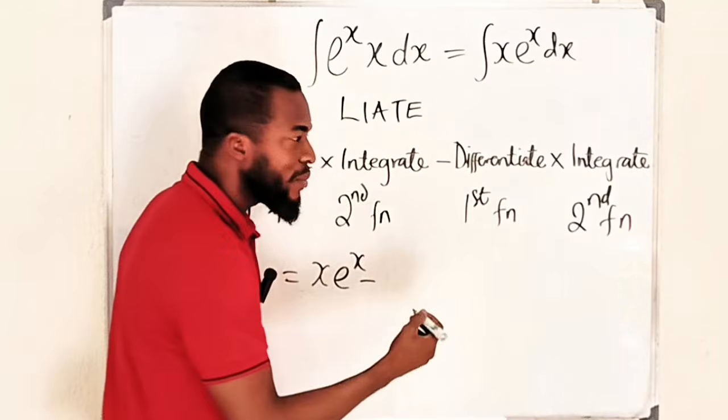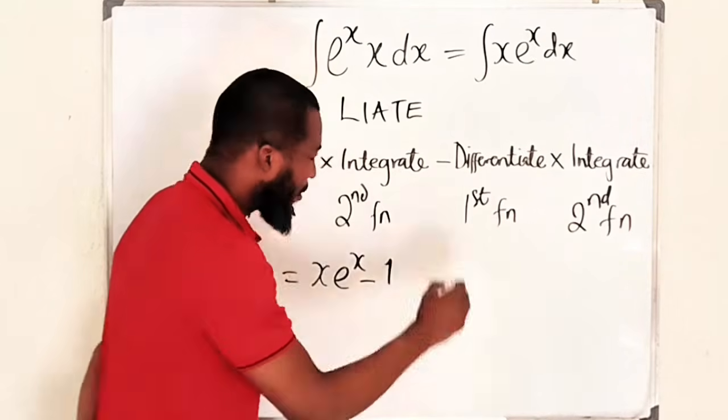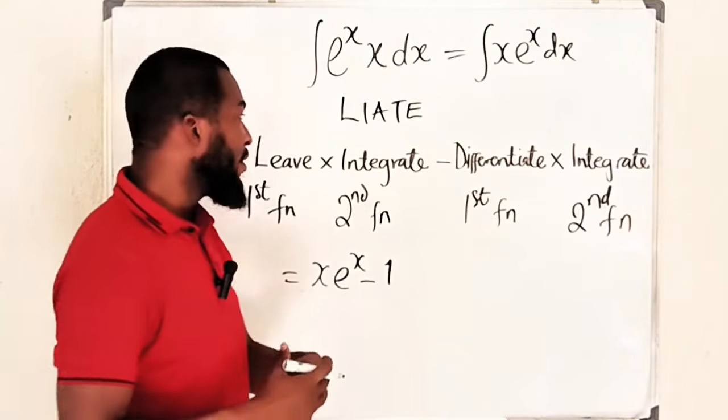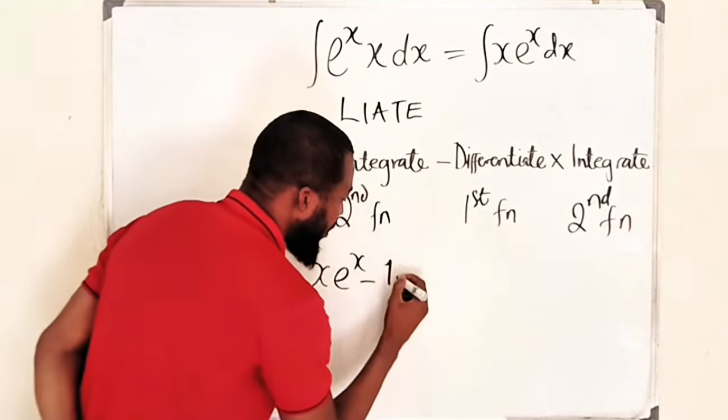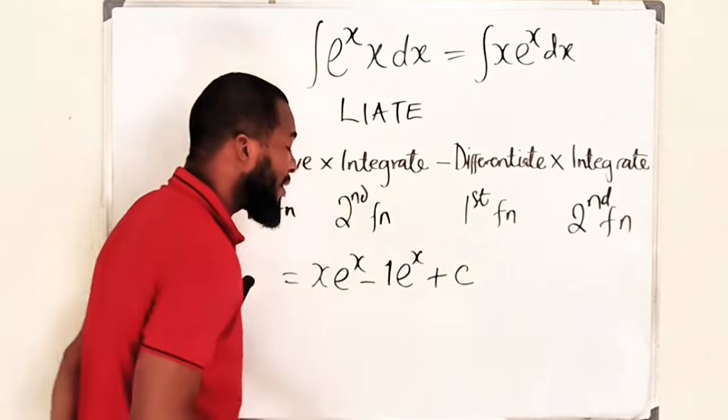Do I even have to write it? Because we are multiplying, not necessary. Well, let me just write it. Times, you integrate the second function. If you integrate e to the x, you're still going to get e to the x. But remember to always add a constant of integration.